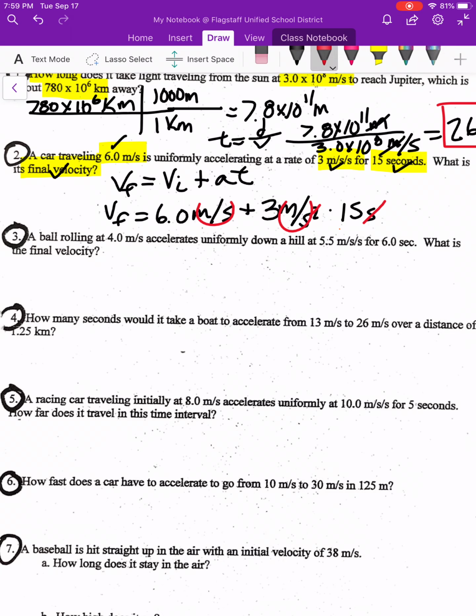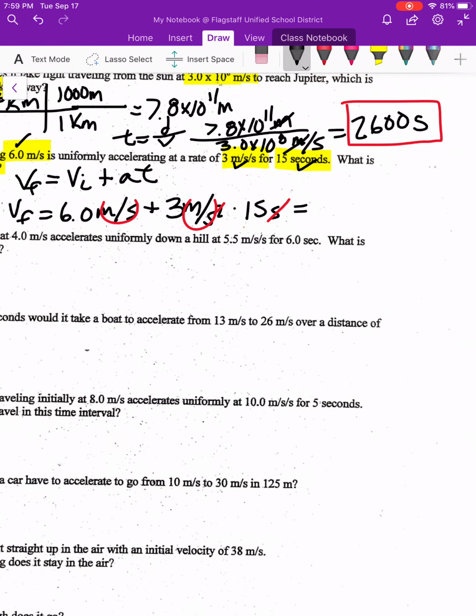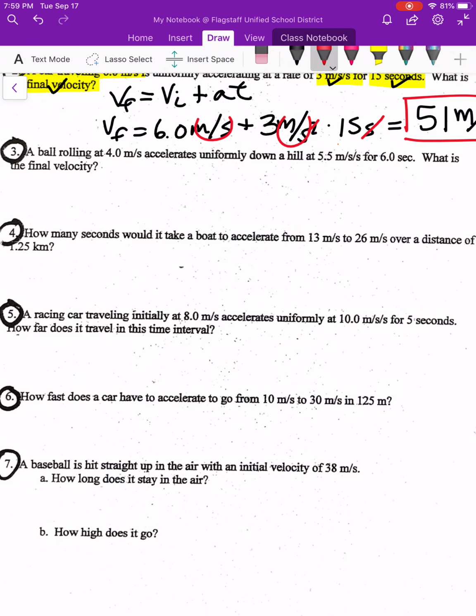So that should give me 3 times 15 is 45 plus 6. Hopefully y'all got 51 meters per second. And let's go ahead and box that one too. Moving right along. A ball rolling at 4 meters per second accelerates uniformly down a hill at 5.5 meters per second squared for 6 seconds, what is its final velocity? This looks like the one we just did, so I think it's safe to say we can just use the same equation.